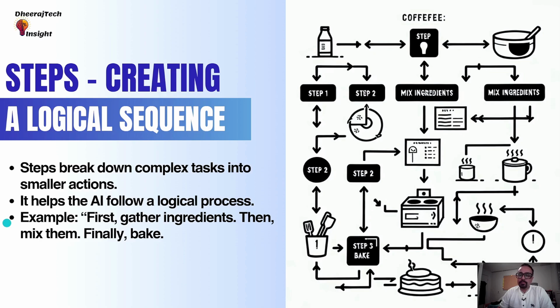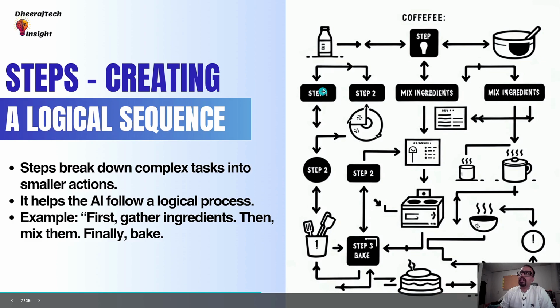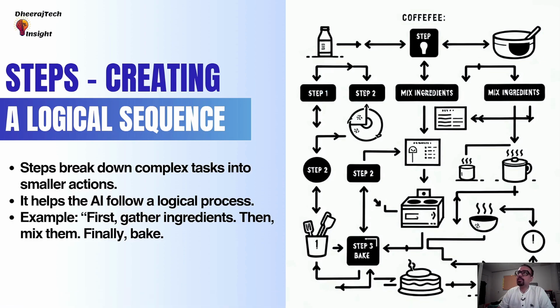Next is steps. Breaking a task into steps helps the AI to follow a clear and logical sequence. For example, if you are asking AI to explain how to bake a cake, over here I have given the steps. First, I am telling that we need to get all the ingredients. So it will try to get the ingredients. Then it will put that as part of step two in the same place. Then it will start mixing the ingredients one by one. Once the ingredient mixing is done, then it will go ahead and put that for baking. So all these steps you can mention over there.